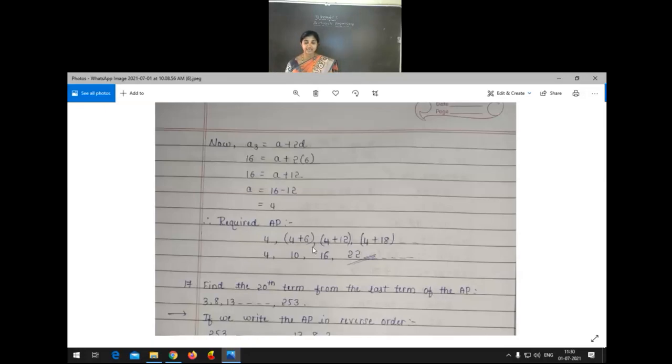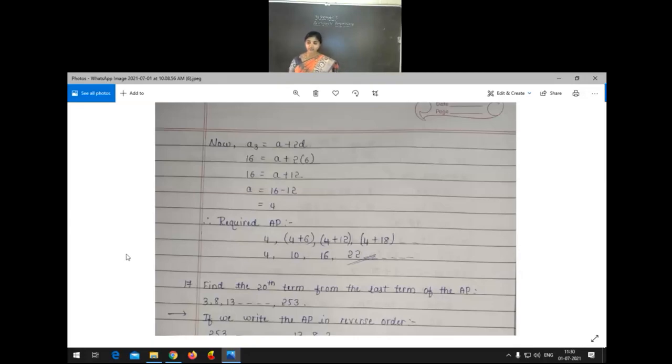Then A plus D. A is 4, D is 6, so 4 plus 6, the next term is 10. Then A plus 2D, 2 into D, that is 12, 12 plus 4, 16. Like that you can continue the AP. Got the idea of the problem, students?